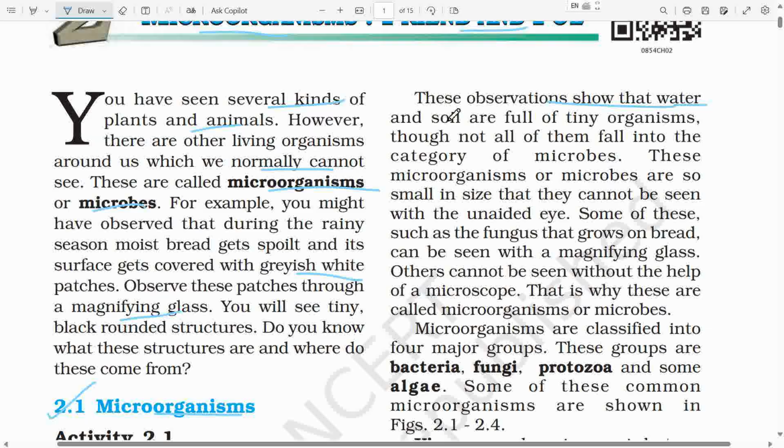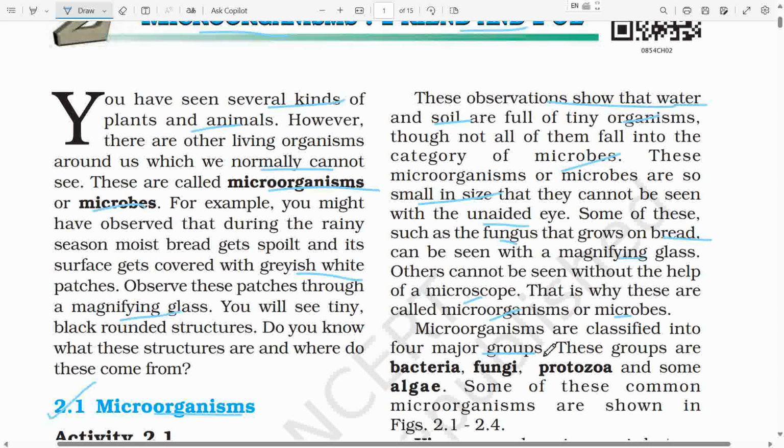These observations show that water and soil are full of tiny organisms, though not all of them fall into the category of microbes. These microorganisms or microbes are so small in size that they cannot be seen with the unaided eye. Some of these, such as the fungus that grows on bread, can be seen with a magnifying glass. Others cannot be seen without the help of a microscope. That is why these are called microorganisms or microbes.